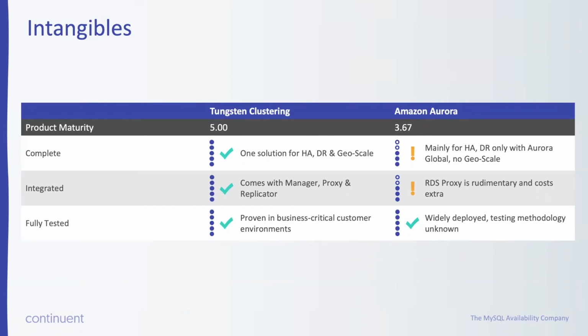If you really want to get the most out of Aurora, you could use RDS Proxy and pay extra for it, but it really is not going to leverage all the features in Aurora that you would want. So you would probably have to use a third-party proxy or develop something within your application to take advantage of the read replicas. Fully tested, it's unknown what the testing methodology is, but it is definitely widely deployed.